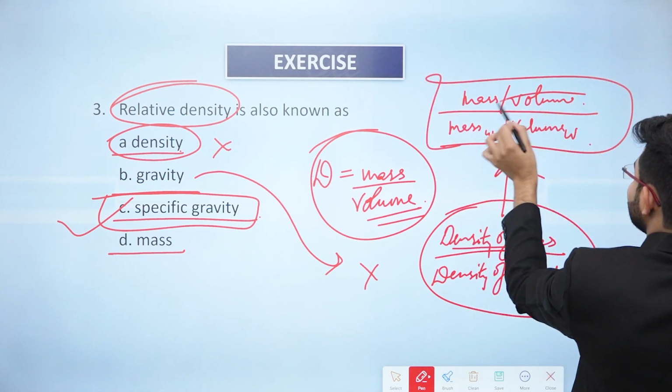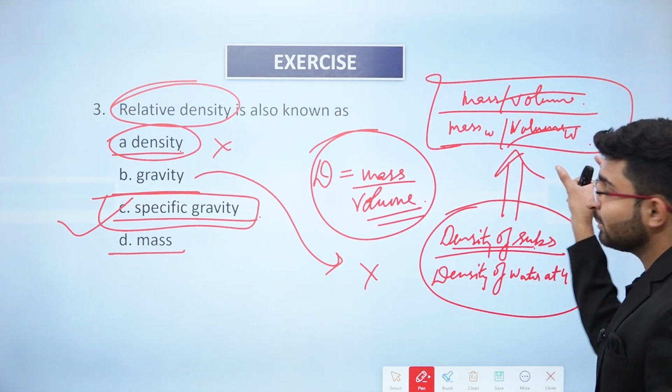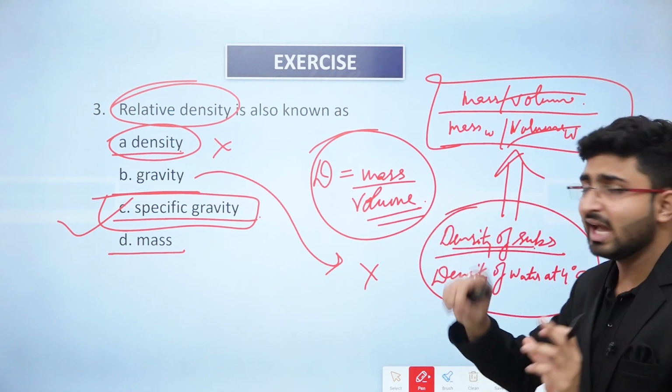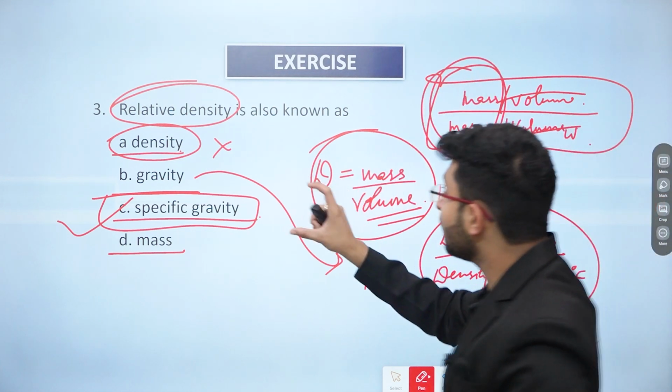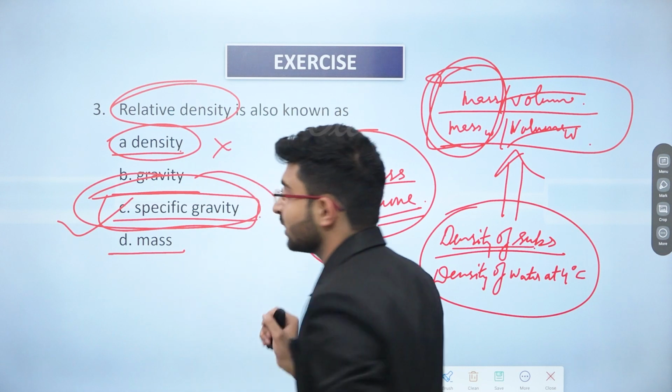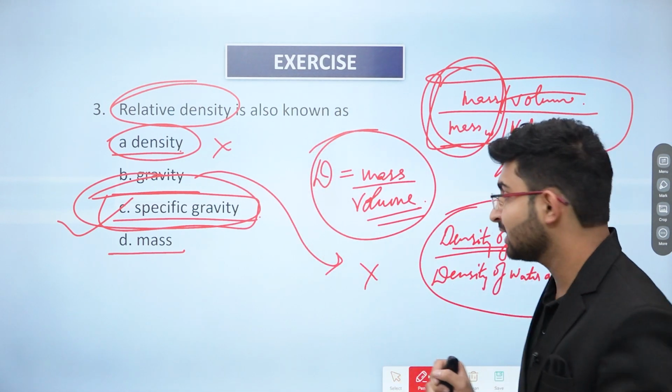So along with that, it cancels out. Why? Because the volume will be the same in both cases, right? And then it remains behind mass upon mass of water, and that's why we are calling it specific gravity. Okay, we are giving it the name specific gravity.